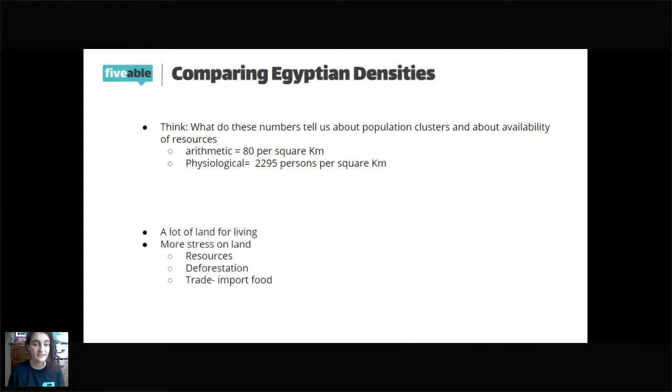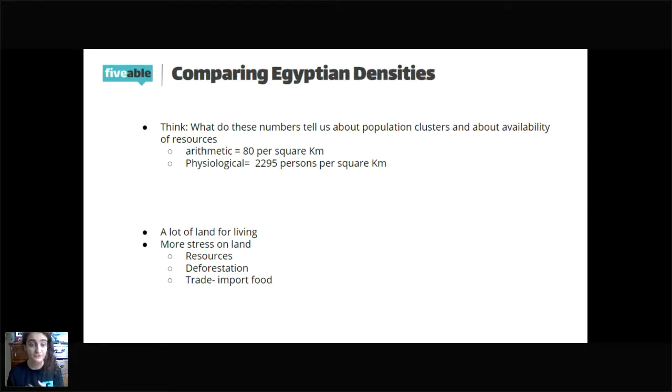Okay, we're going to be comparing the Egyptian densities, the arithmetic and the physiological. What do these numbers tell us about the clusters and the availability of resources? We have an arithmetic density of 80 per square kilometer, versus the physiological, which is very high, 2,295 persons. What does that tell us?